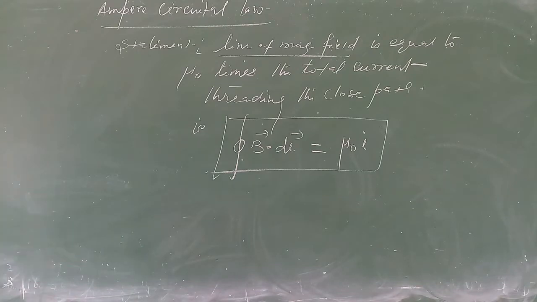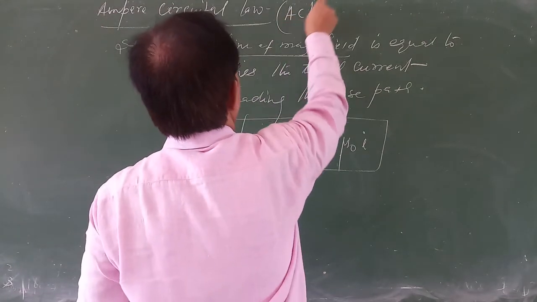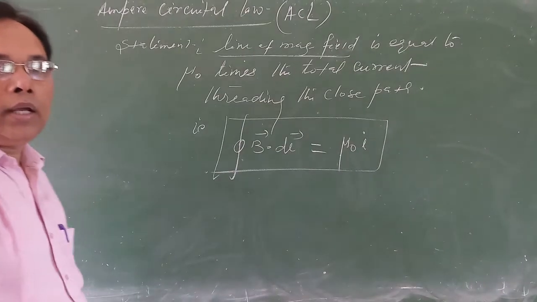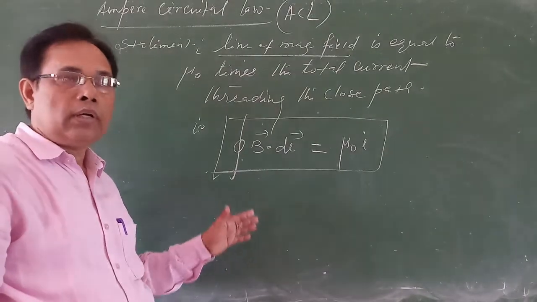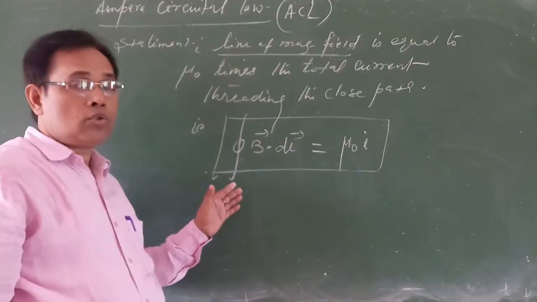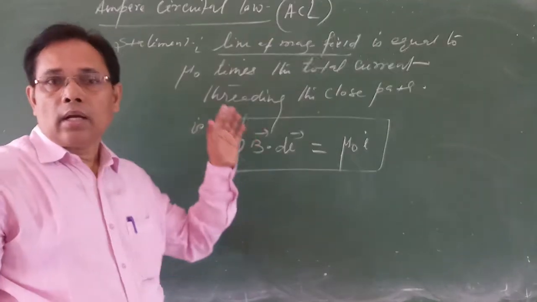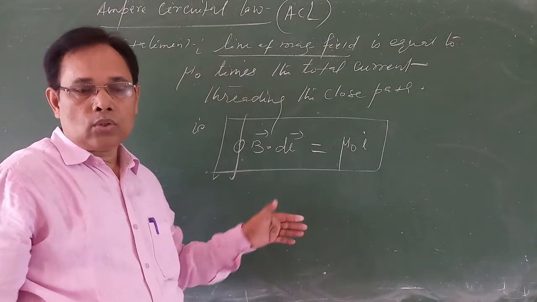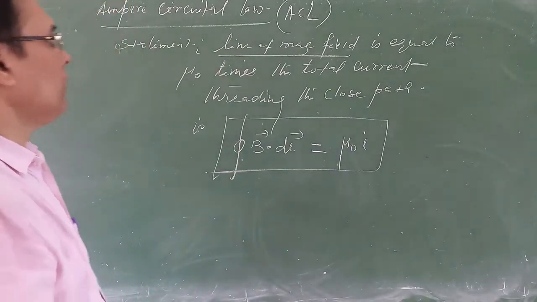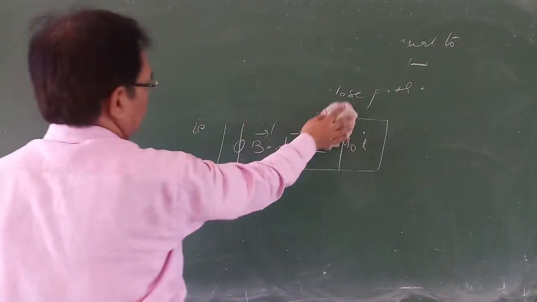This Ampere's Circuital law is also a very important law that can be used to find the magnetic field in a solenoid. It is also used to find the magnetic field in a toroid. It is also used to find the magnetic field in a current carrying straight conductor. So first you see the magnetic field in a solenoid. How to find the magnetic field in a solenoid using Ampere's Circuital law.